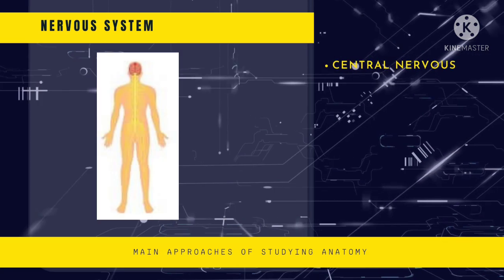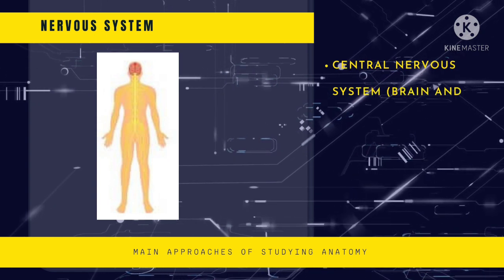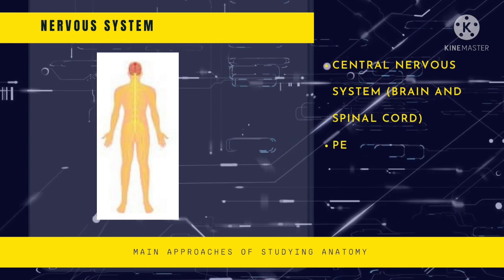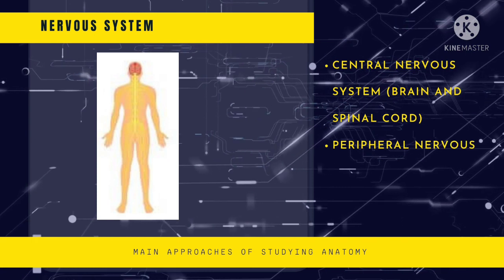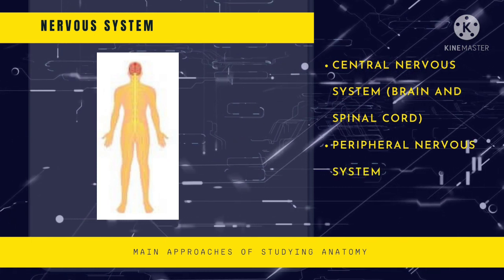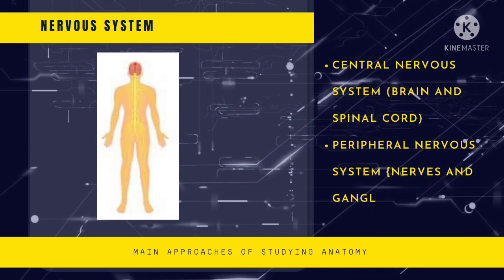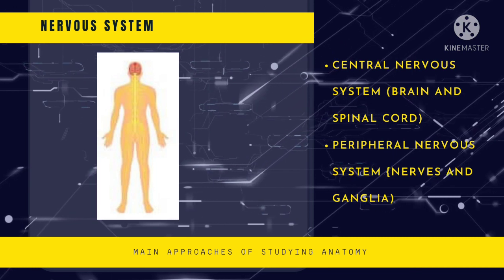Nervous system. It consists of the central nervous system, that is brain and spinal cord, and the peripheral nervous system, that is nerves and ganglia. Together with their motor and sensory endings, the nervous system controls and coordinates the functions of the organ systems, enabling the body's responses to and activities within its environment.